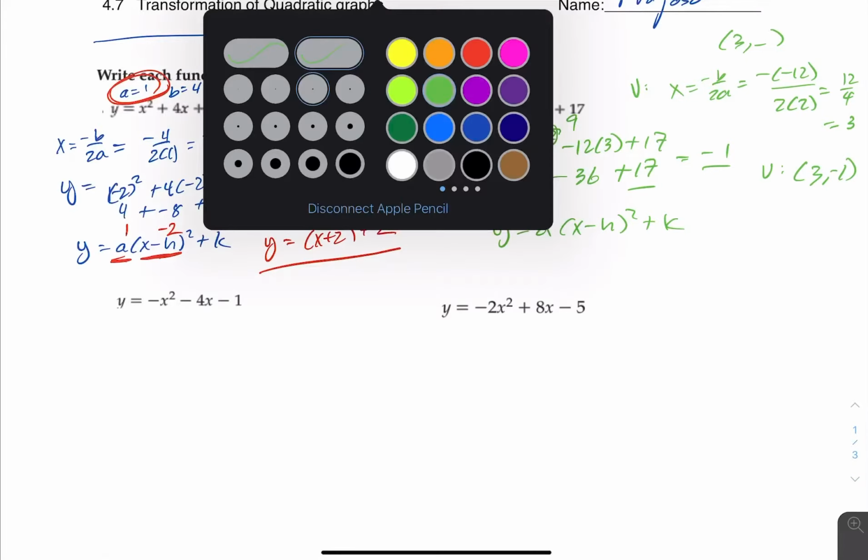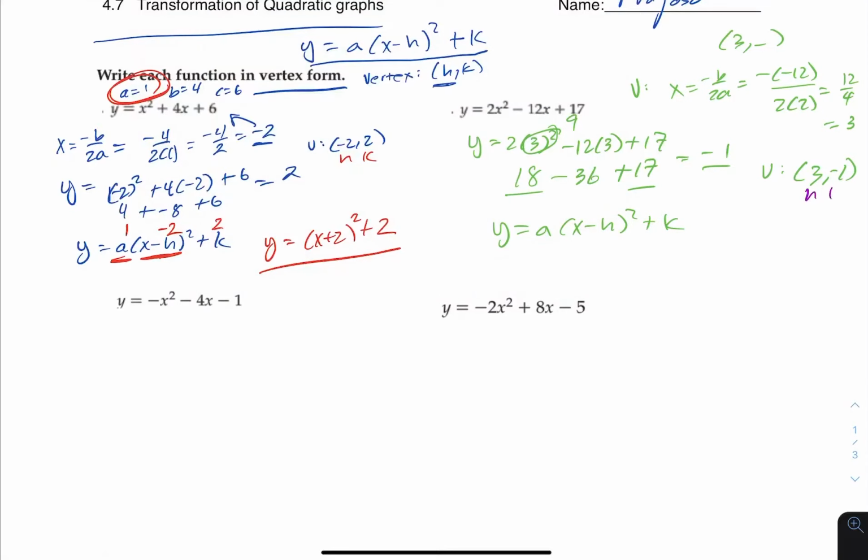So we're going to plug it into this formula here. Now we know what everything is: h and k, and my a is right there. So 2, 3, negative 1. So y equals 2(x minus 3) squared plus negative 1. And there we go. To me, that's the easiest way to put it in vertex form. You don't have to do it that way though.